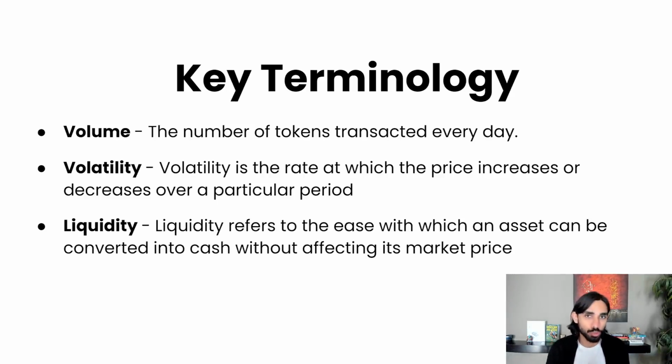Finally, we mentioned liquidity earlier. Liquidity refers to the ease at which an asset can be converted into cash without affecting its market price. That last bit is extremely important, without affecting its market price. For example, if I were to buy $10 million of Bitcoin right now, it probably wouldn't impact the price too much. If I were to buy $10 million of a coin in the top 40 to 50, that would have a much more significant impact on the price, moving it up or down. If any of these terms are confusing right now, do not worry. They will be reinforced and repeated again and again throughout this course.